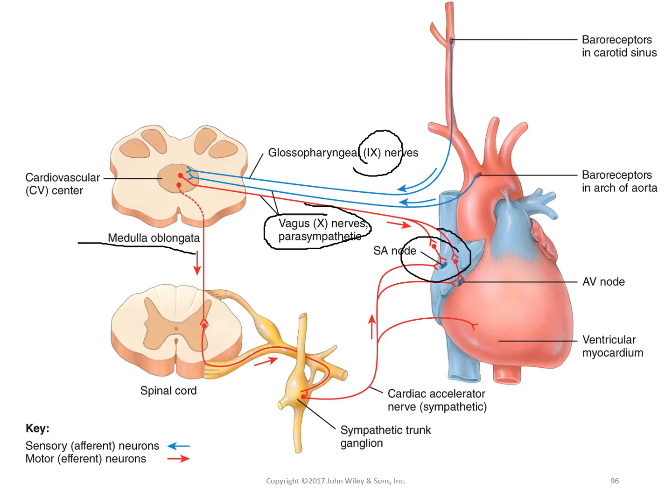Now you can also have a scary thought, and the scary thought can go stimulate the sympathetic trunk of ganglia, which can stimulate the other sympathetic chain of ganglia, sympathetic trunk ganglia nearby, and that will speed up the heart.